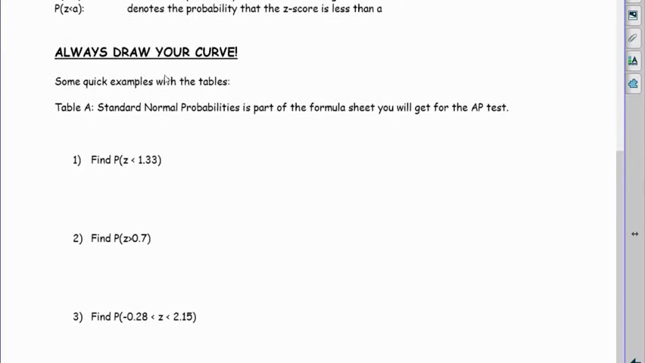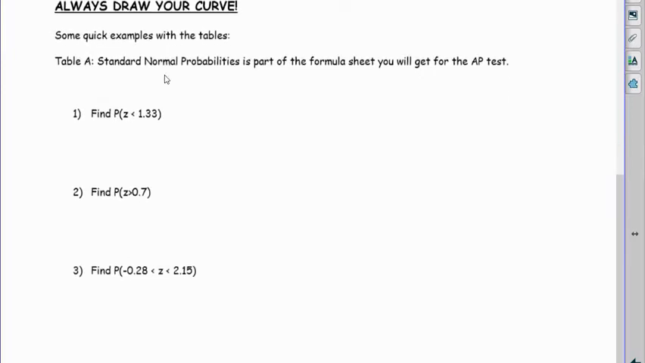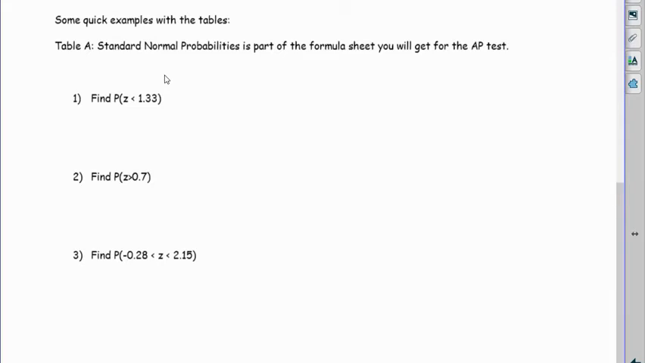And we're going to draw our curves every time. And I thought first I would just show you how to use the tables from the book because they'll be provided to you in the AP exam. And then after I show you how to use these tables, I'm never going to use them again because, you know, I just like to go with the easiest thing, and that would be my calculator. But we'll do a couple of these just so you can know how to use them in case your calculator explodes during the test. You'll know how to pull out these tables.